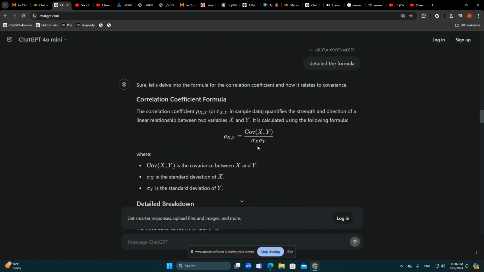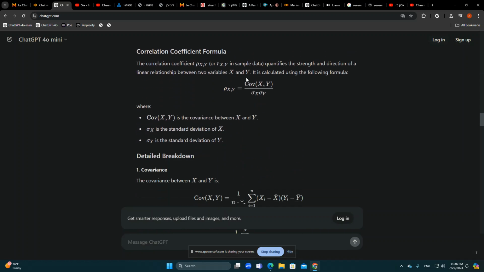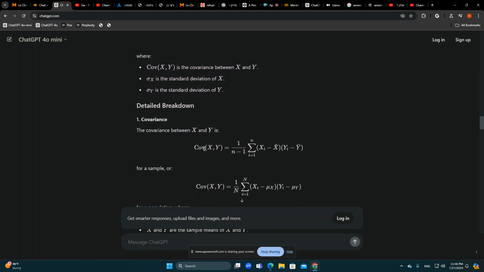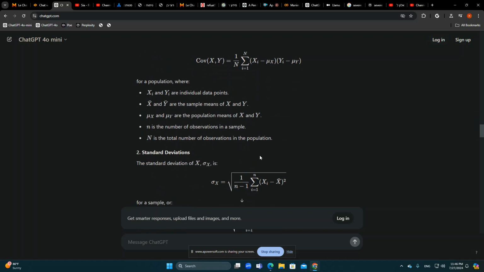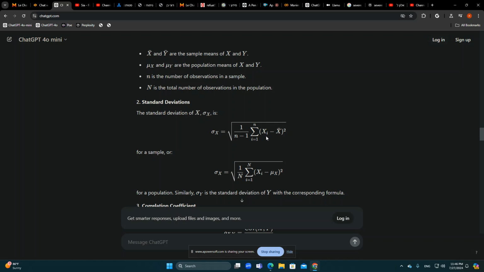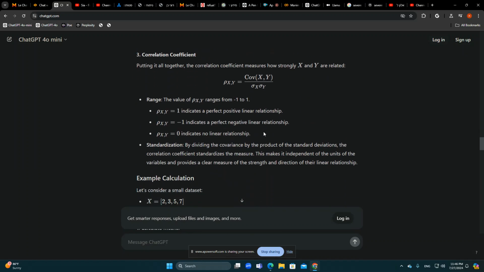Now, let's open the formula. So the formula for the covariance of x and y is, as you can see here, this is the covariance of x and y. And those are the standard deviations that are calculated. I calculated one time for x and one time for y. Those are the standard deviations.